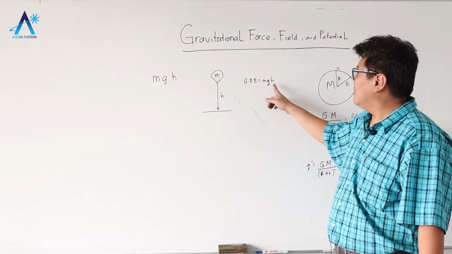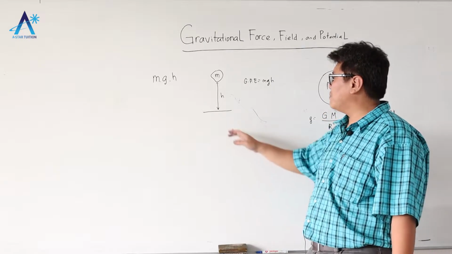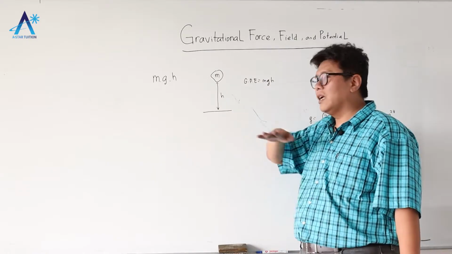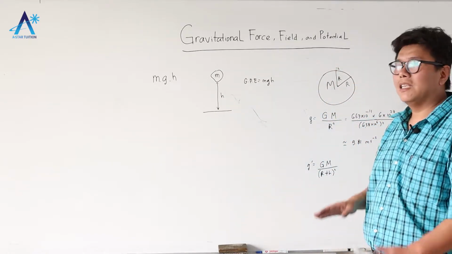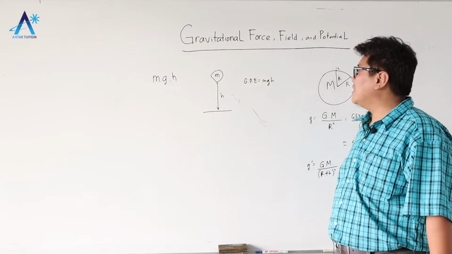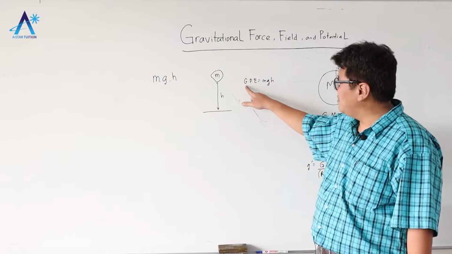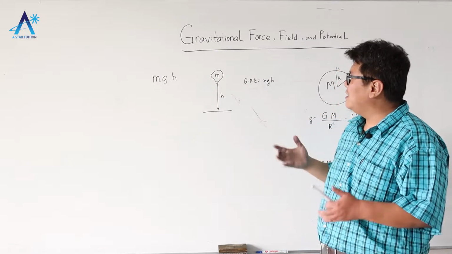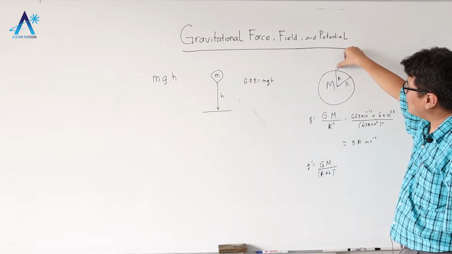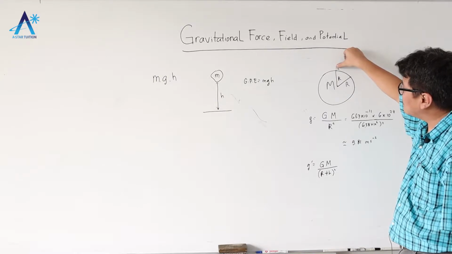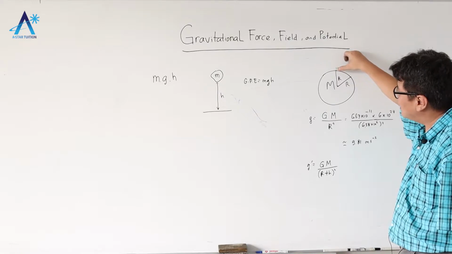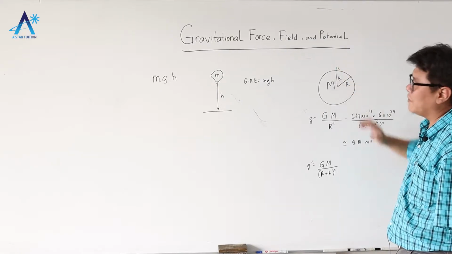But remember, the vertical distance is always with respect to a certain reference point. The reference point that we use is the ground, or the sea level, but it doesn't have to be. So the GPE in this case should be defined as the difference between the GPE at this point, which is h vertical distance away from the surface, and the GPE at the surface. So the difference.